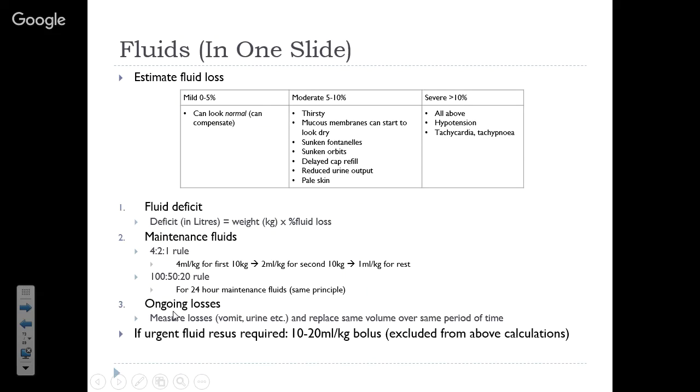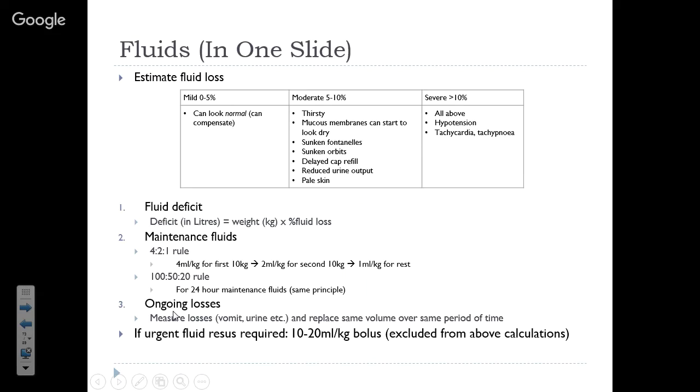I've tried to put fluids in one slide. So basically, the first thing you want to do with a dehydrated child is to estimate the fluid loss. And this is done in categories based on their clinical presentation. So if they're quite mild and relatively well, then you can say it's a mild dehydration, between 0 and 5%. A moderate dehydration, which is 5 to 10%, is when they have more of the dehydration symptoms: delayed cap refill, dry mucous membranes, and they're thirsty. And severe dehydration is 10% or greater than 10%. And that's all of the above symptoms with signs of hypotension and tachycardia.